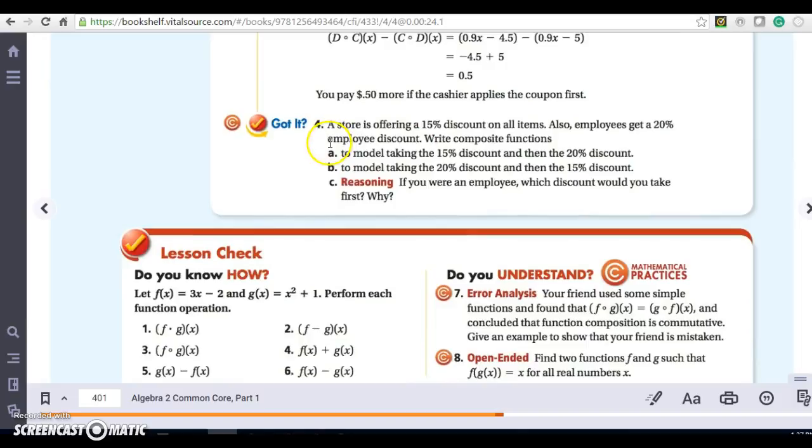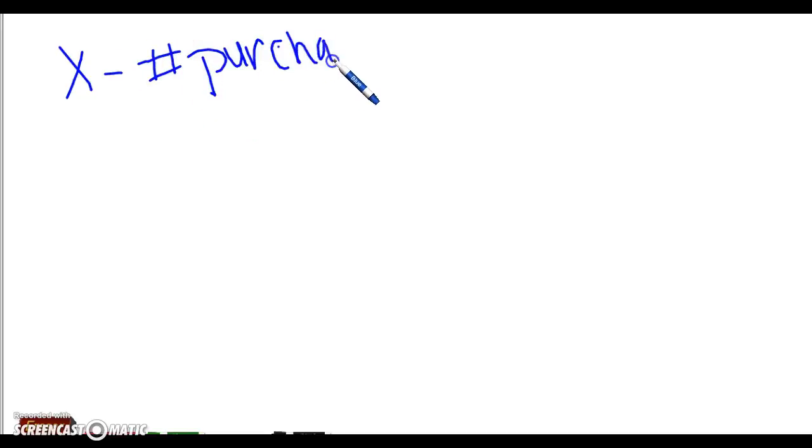So let's look at guided number 4. The store is offering a 15% discount on all items. Also, employees get a 20% employee discount. Write composite functions. So let's say that X is the amount of purchase, so this is what you're purchasing. And let's say that the store is S.